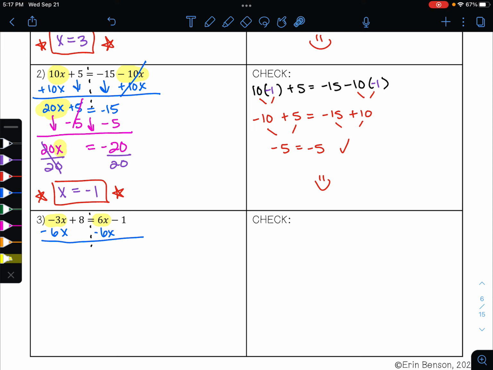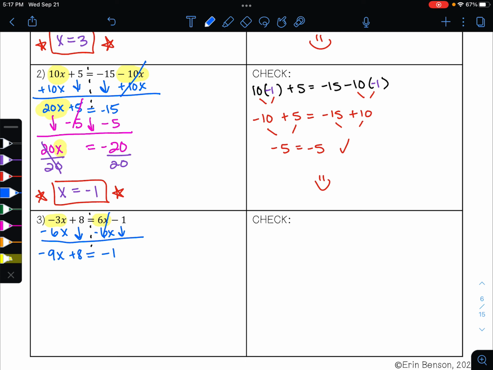Again, notice how I've lined up my x's. Negative 3x minus 6x is negative 9x. I'm going to bring down my positive 8 and my equal sign. 6x minus 6x is 0. And I'm going to bring down my negative 1.